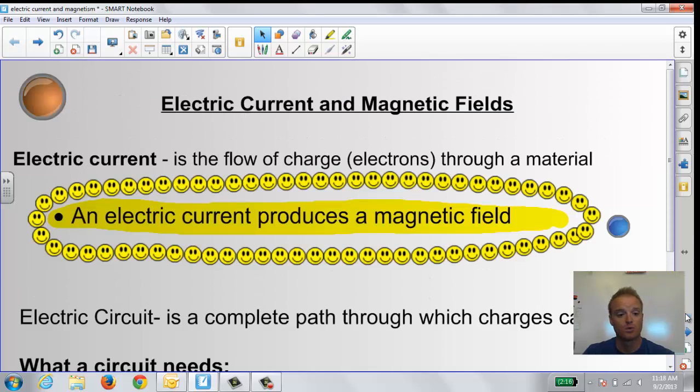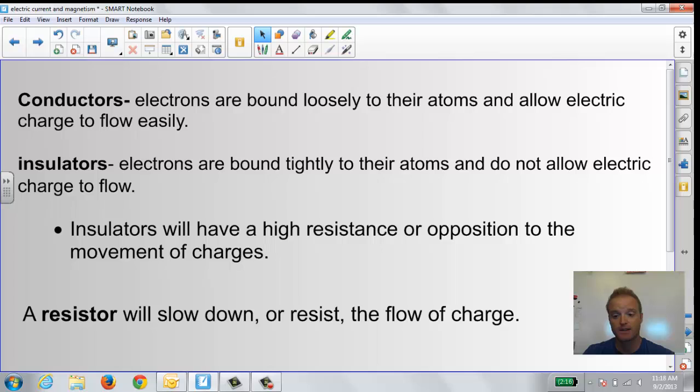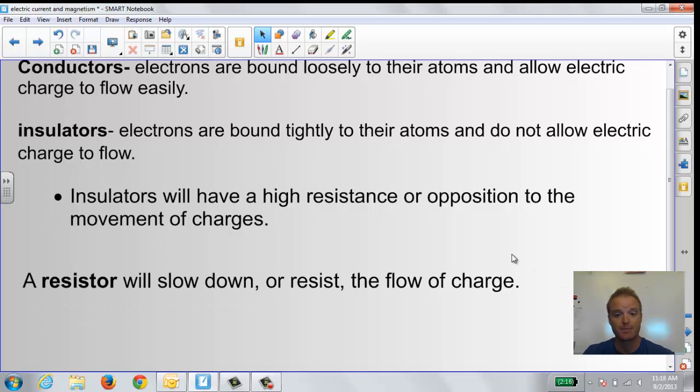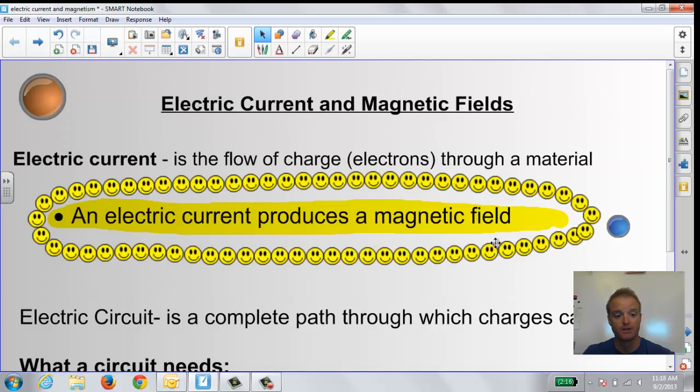So that is going to be all for today, a short unit, bridging that gap between electricity and magnetism. The big point, I'm going to go back to it here, is this one: that electric current produces a magnetic field. That's really the big idea of the day.